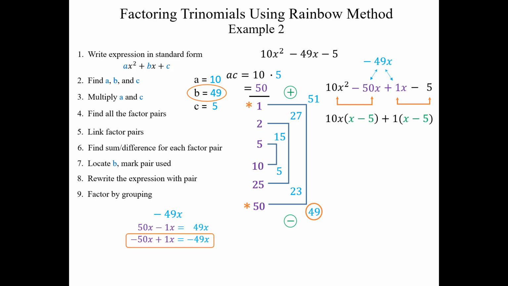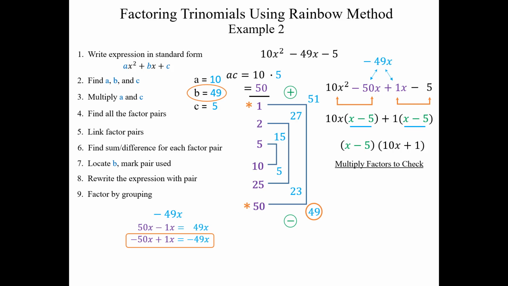From the first group, we could factor out a 10x, and that would leave an x minus 5. From the second group, we'll just factor a 1 out, and that'll leave us also with x minus 5. So let's check inside the parentheses to make sure both expressions are identical, and they are. So we can continue now and factor out this expression, which will give us x minus 5 for the first factor and 10x plus 1 for the second.